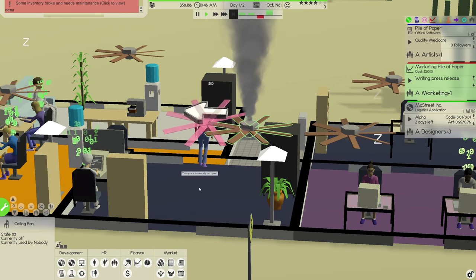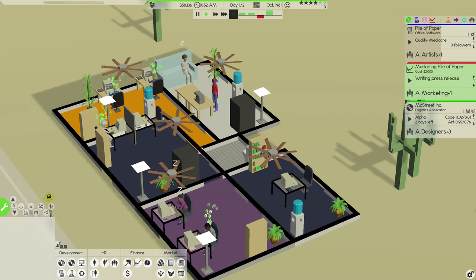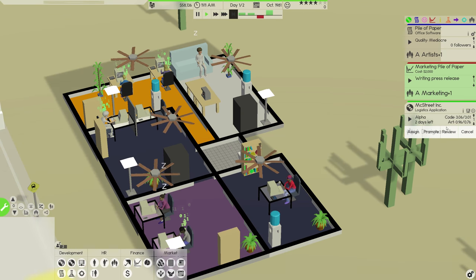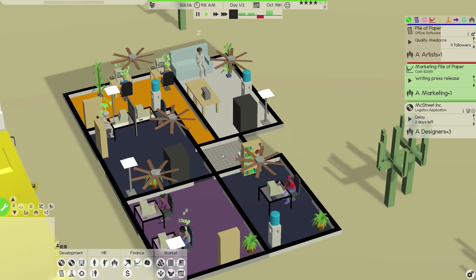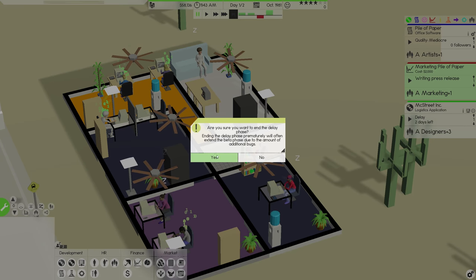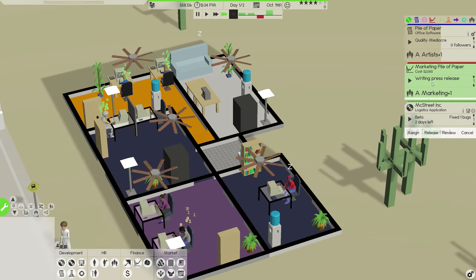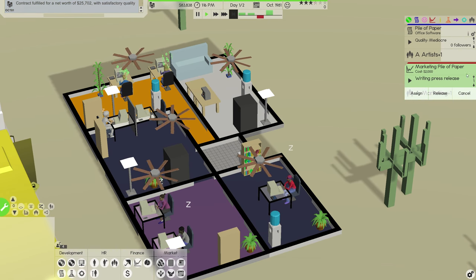I'm just gonna buy a new one. Yeah, let's sell the burning ceiling fan. It's usually not worth repairing that thing. We're gonna promote this, bring this to a beta, fix some bugs, and then there you go.